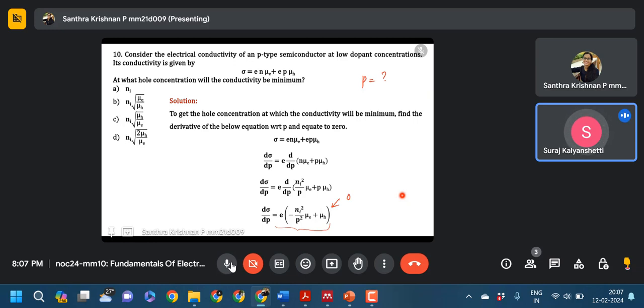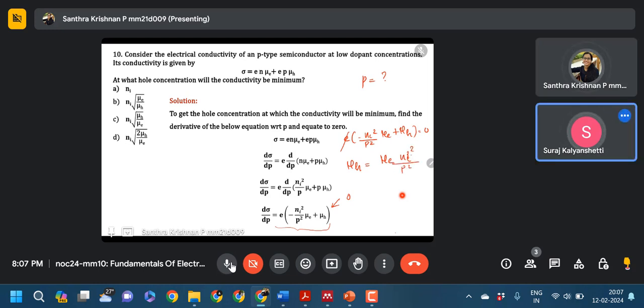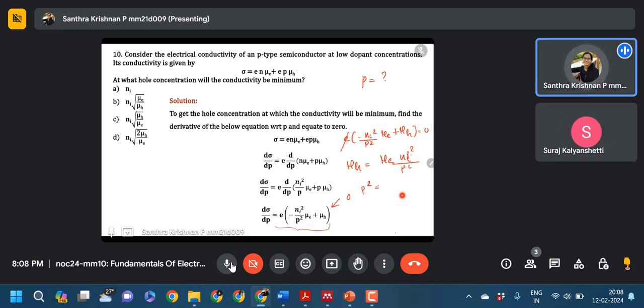So the denominator is p square, no? If you take the denominator as p square, it becomes zero because that side you're equating it to zero. Suppose you take e is equal to minus n i square by p square, mu e plus mu h is equal to 0. So mu h will be equal to mu e n i square by p square. Then you're left with A plus B is equal to 0, so you move that, A is equal to minus B.